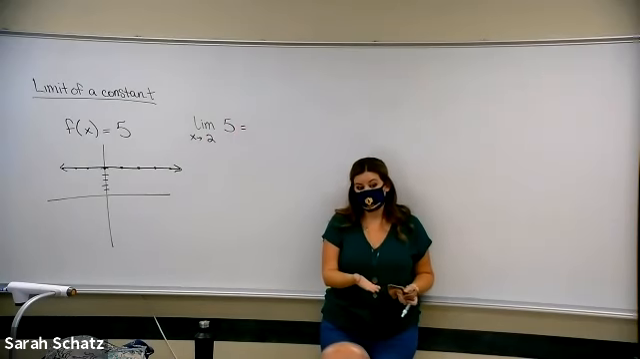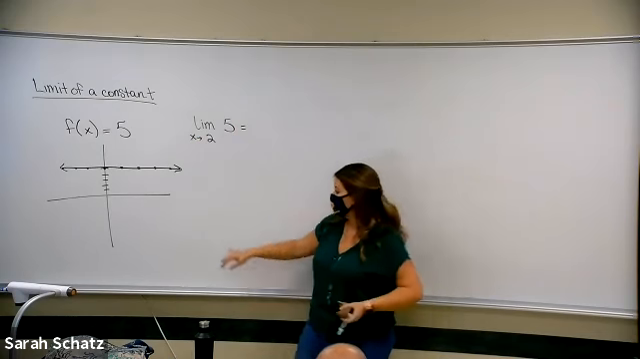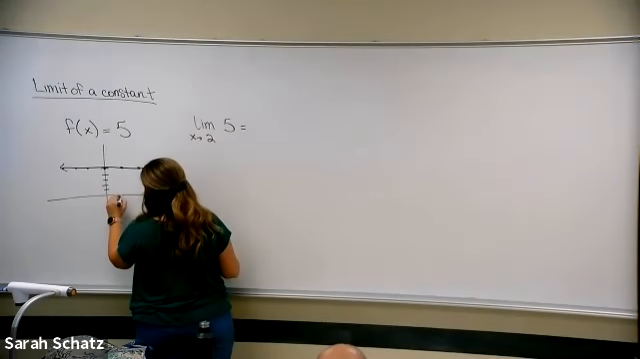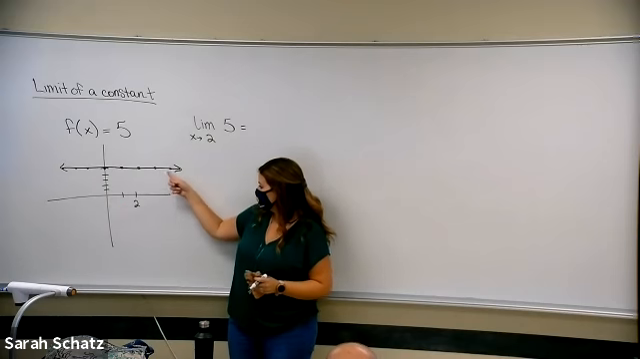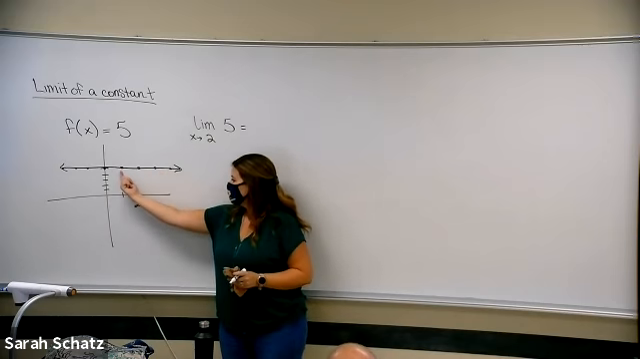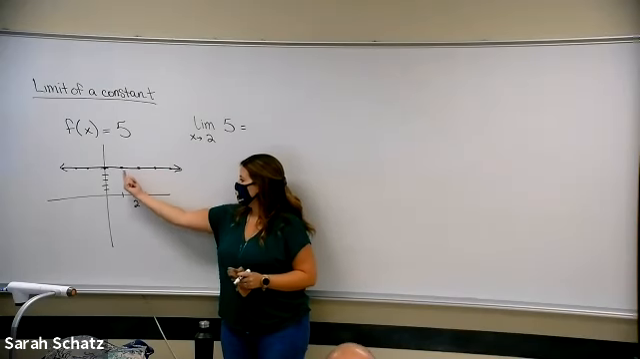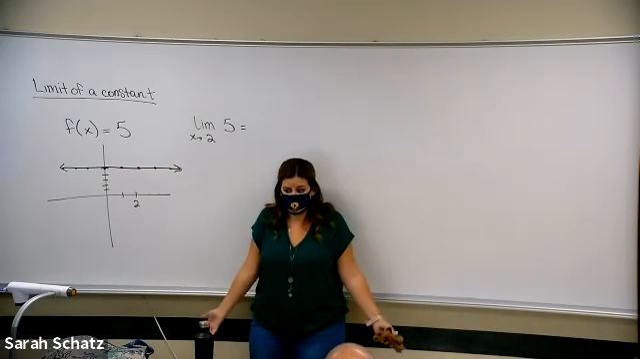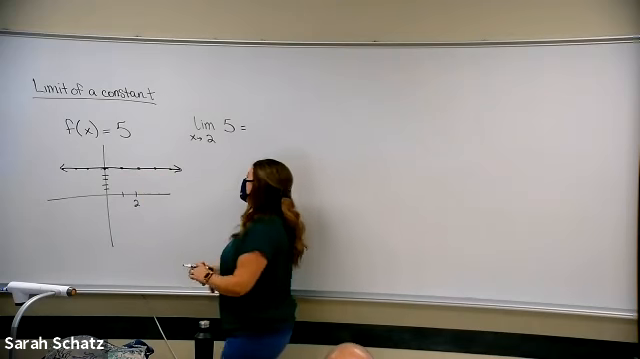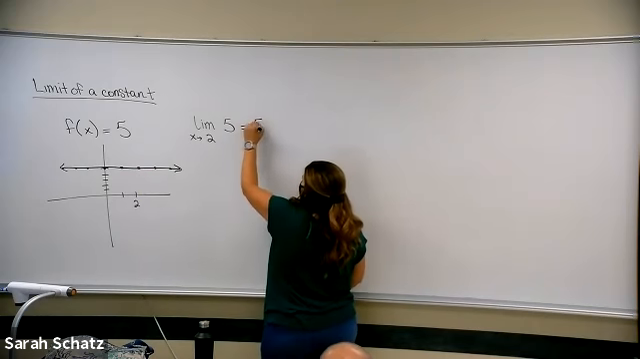You can look at the graph since that's the way we know how to do it. Let's say here's x equals 2. What happens? What are we approaching on the y's as x approaches 2 from both sides? 5, right? Because it never changes. So I'd say, oh, that's definitely 5.